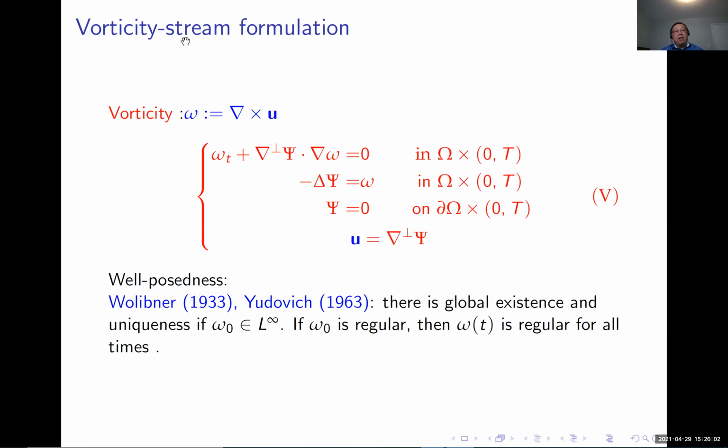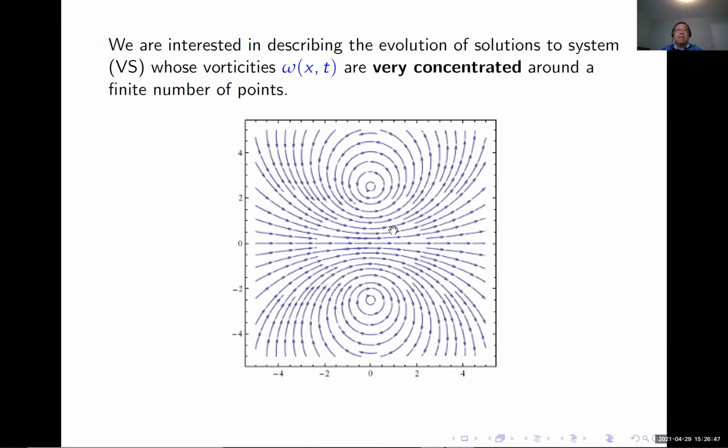For the 2D Euler equation, the most convenient form is the vorticity. You use the vorticity and the stream function, and this becomes just a transport equation for the vorticity. The stream function is related to vorticity by just the Poisson equation, Laplacian psi equals omega. This is a well-known problem. Yudovich in 1963 proved well-posedness in L infinity. If your initial condition is L infinity, then the solution exists globally. What we are interested in are solutions that concentrate, where the vorticity becomes very concentrated and develops a Dirac measure.